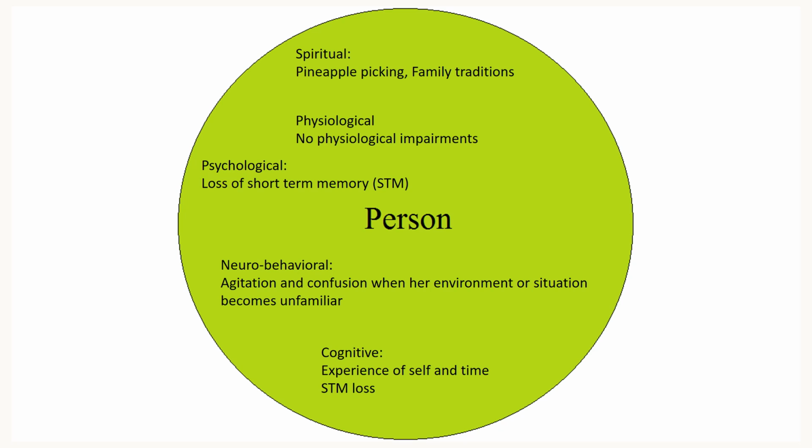Lucy has no physiological barriers that would impair her performance. Psychologically, as we have previously covered, Lucy is unable to form any short-term memories. As for neurobehavioral conditions, Lucy becomes agitated and confused when her environment or situation becomes unfamiliar. Cognitively, Lucy's experience of self and time is impaired because she is unable to realize that it is not October 13th.